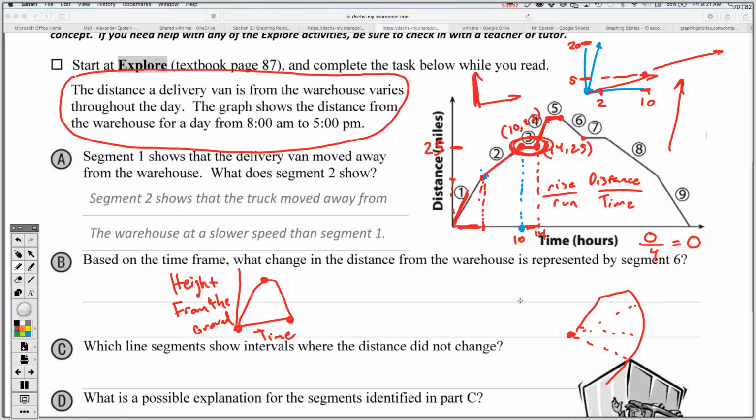All right, good job, guys. So it's going closer to the warehouse. So this isn't representing speed. So this isn't showing that he's going slower. This is showing that if you were on a map, he's just now making his way back to the warehouse. And you're graphing the distance to the warehouse. Okay.